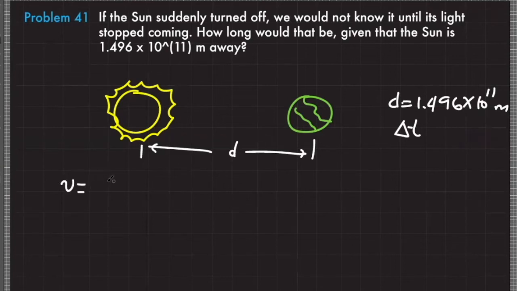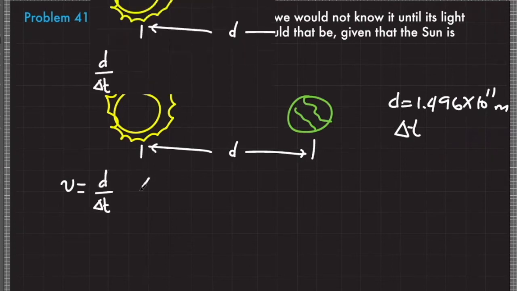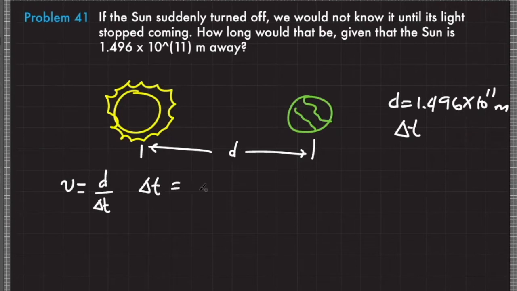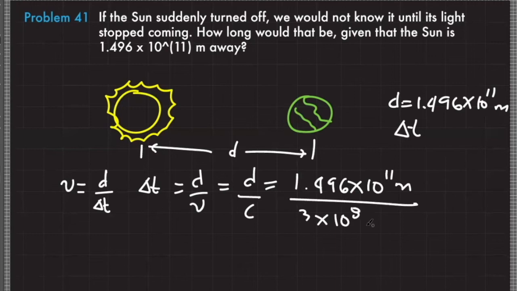Velocity is equal to distance over delta t, and we're looking for this value. So I'll rearrange this in terms of delta t, then I'll end up with delta t equals d over v, where v is equal to c, or the speed of light. Plugging in the values, I'll end up with 498.67 seconds, or 499 seconds.